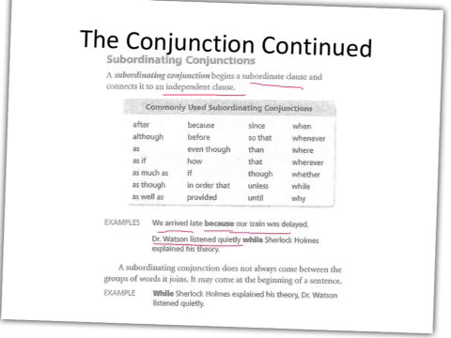A subordinating conjunction does not always have to come between the groups of words it joins. It may come at the beginning of a sentence. While Sherlock Holmes explained his theories, you'll need a comma, Dr. Watson listened quietly.